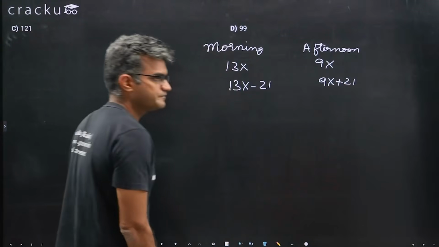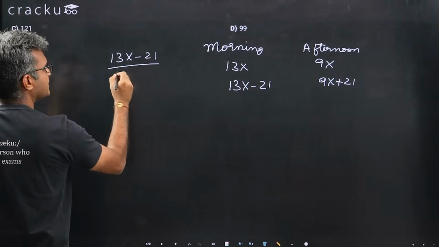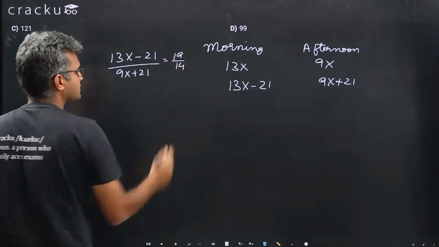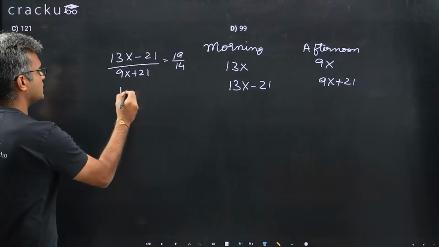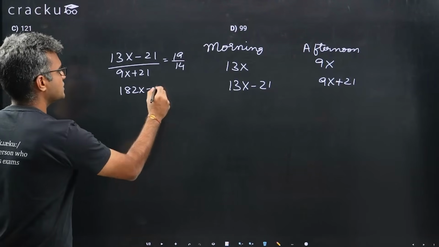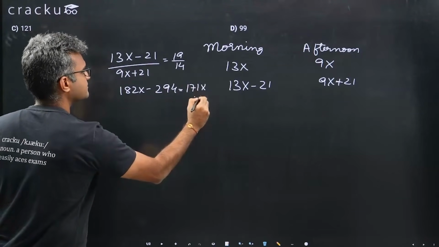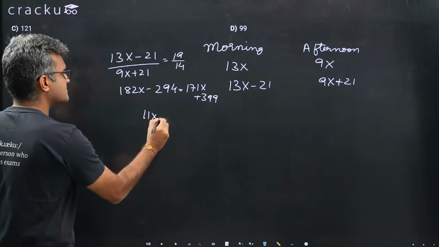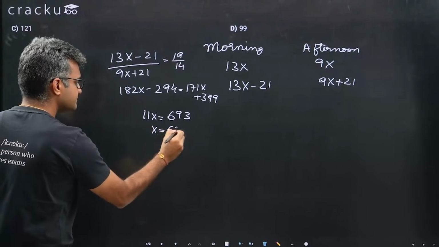is 19:14. So this would imply that 13x minus 21 divided by 9x plus 21 is equal to 19/14. We can cross multiply to get the value of x. So 13x minus 21 into 14 will be 182x minus, what is 21 into 14? 21 into 14 is 294, is equal to 171x plus 399, which is 21 into 19, or 11x is equal to 693, or the value of x is 63.